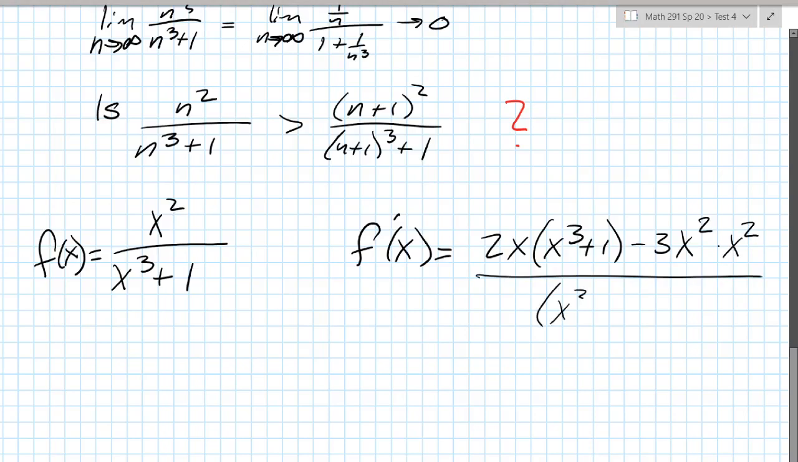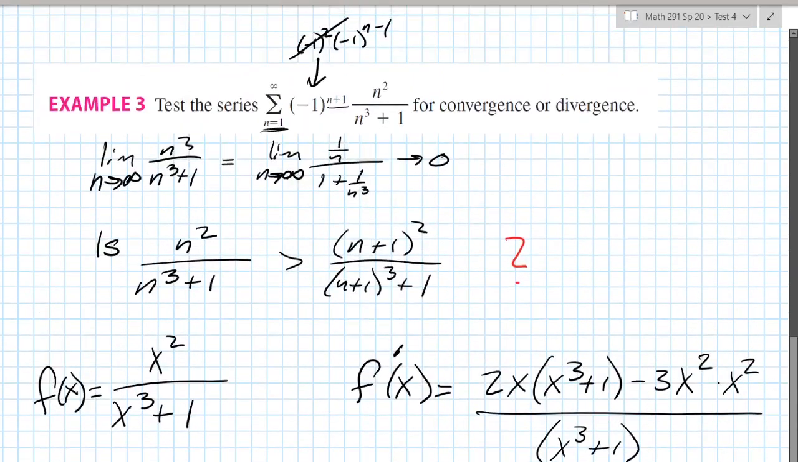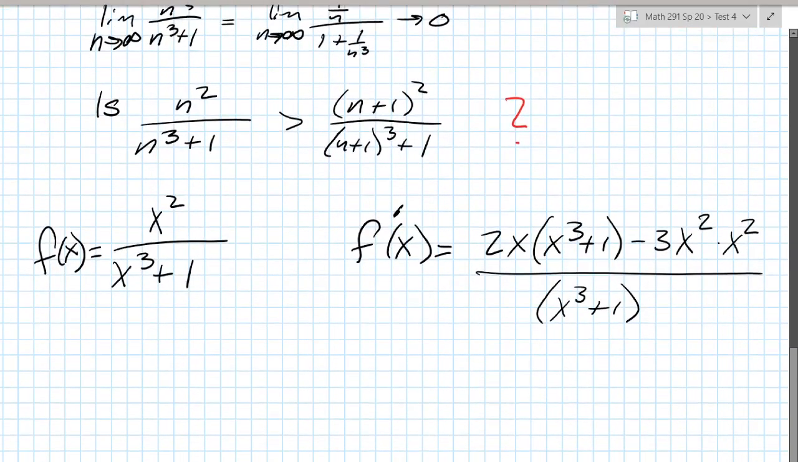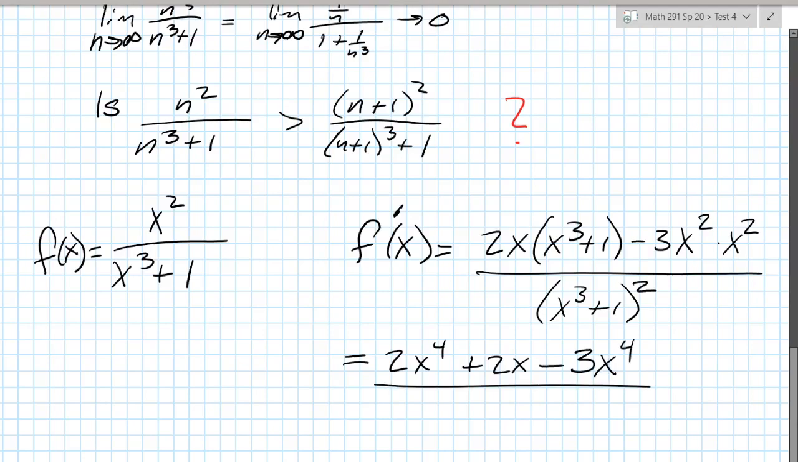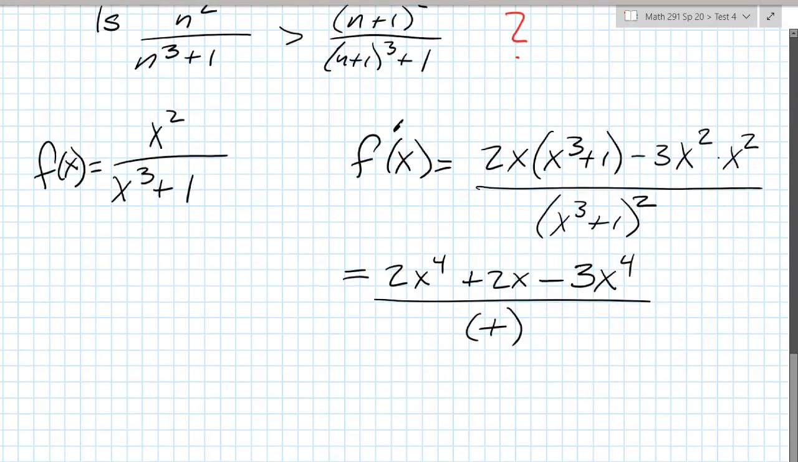So here's our derivative. We only care about whether or not this is positive or negative when x is 1 or more, right? We have n is 1 or more. Oh, I forgot my squared here. So then what we have is 2x to the 4 plus 2x minus 3x to the 4, all over something that's positive since it's being squared. So the question is, what does 2x minus x to the 4th look like? Is this greater than 0 or less than 0?